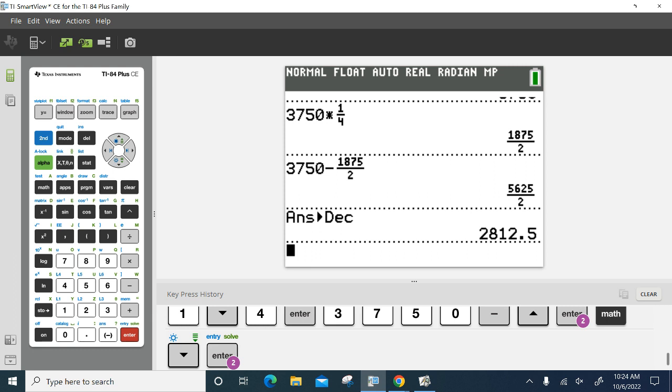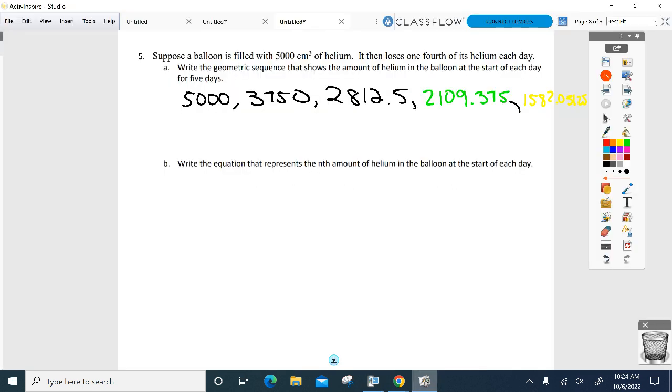All good? All right, last part, which is the part I'm concerned about. Let's write an equation that represents the nth term of this sequence up here now. Okay, there's your geometric sequence. Let's write an equation that represents the nth term. So we've already talked about this. We did 2 problems with it already. N stays n.